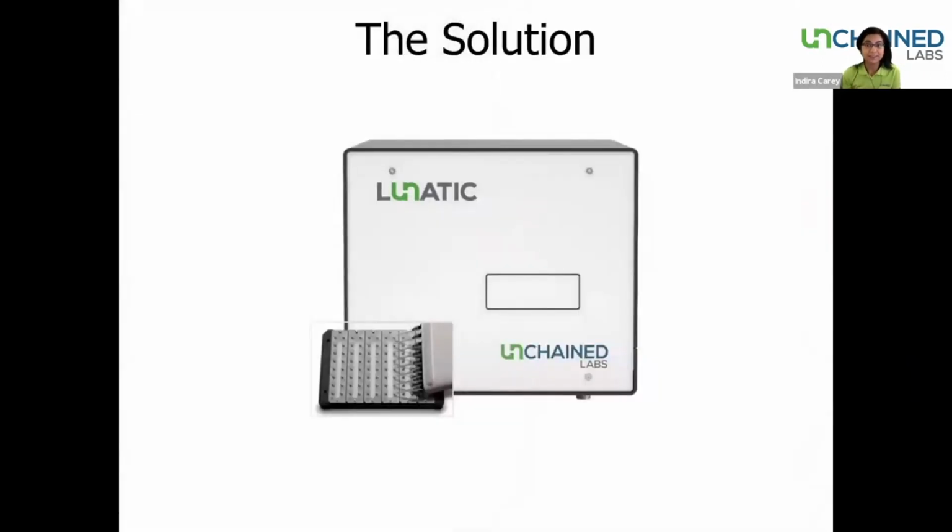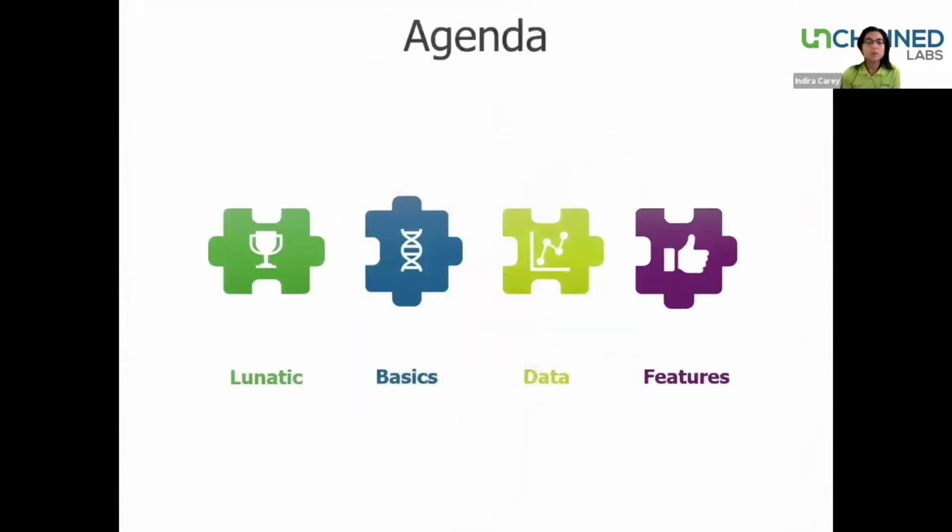That's where the Big Lunatic comes in. Today, we'll discuss how the Lunatic can solve these problems for you and generate data you can trust. Here's what we'll walk through. We'll take a look at an overview of the Lunatic and its unique capabilities, very briefly touch on the basic principles of using absorbance readings for nucleic acid quantification, discuss data examples, and then wrap by looking at some additional features of the Lunatic.